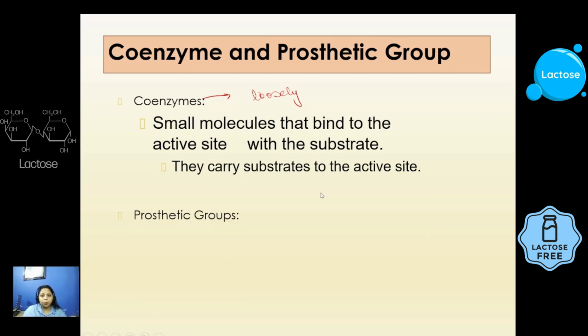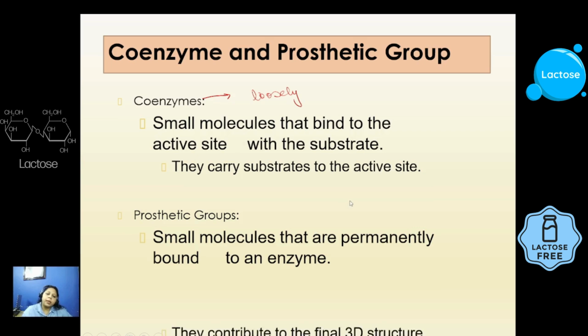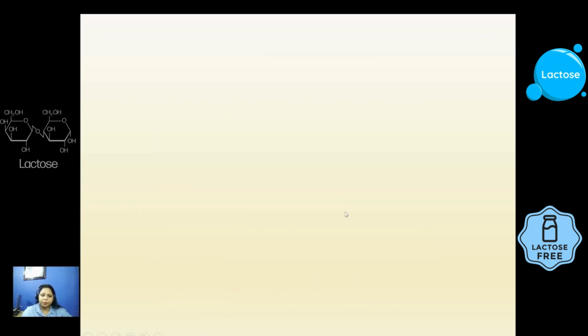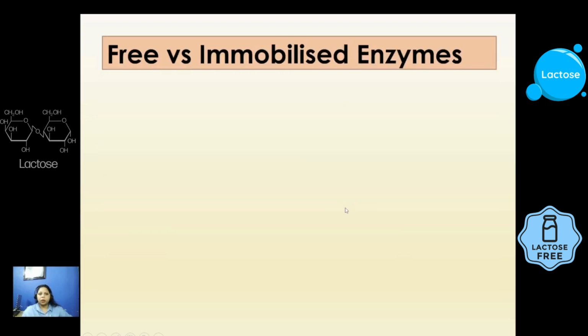While the other one is the prosthetic group. For example, there are certain ions, or you can say minerals, that are very essential for the enzymes to work. For example, potassium or magnesium. So these are permanently bound to an enzyme, and they contribute to the final 3D structure, that is the tertiary structure.